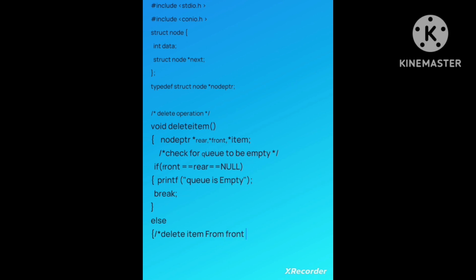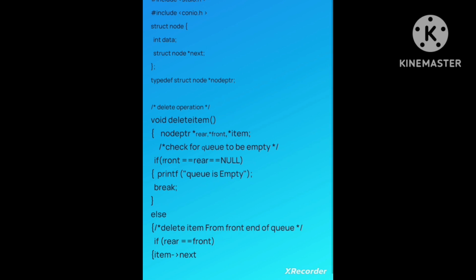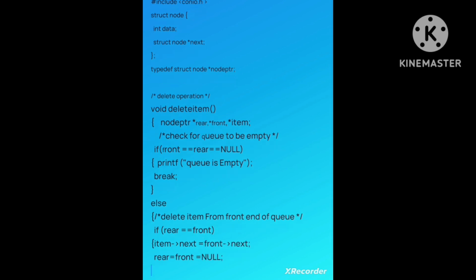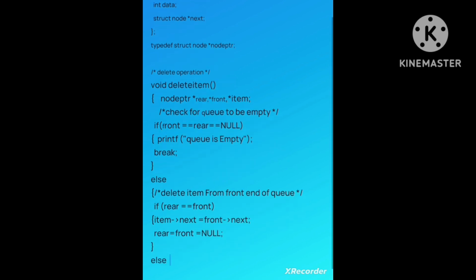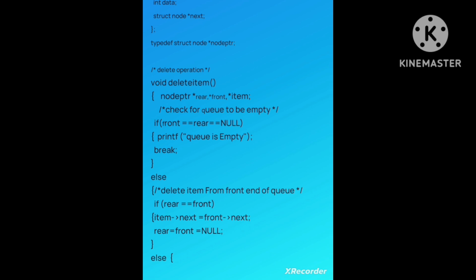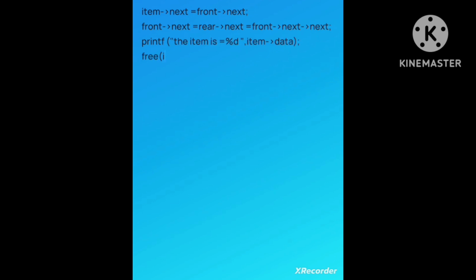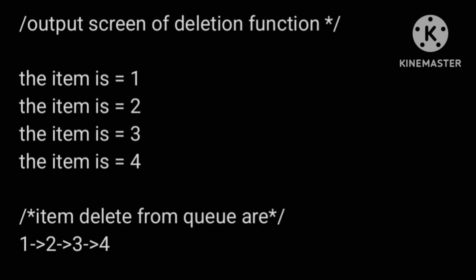That is, we will first check the condition if front is equal to rear, then our item node is the only node and we have to delete it from the circular queue. Else we have to delete the node at the front end of the queue. For that we will first link the item pointer to the front node and then update the rear and front pointer to the node next to the front node, and then print the data item and free it from the memory. In this way the nodes are deleted from the circular queue.